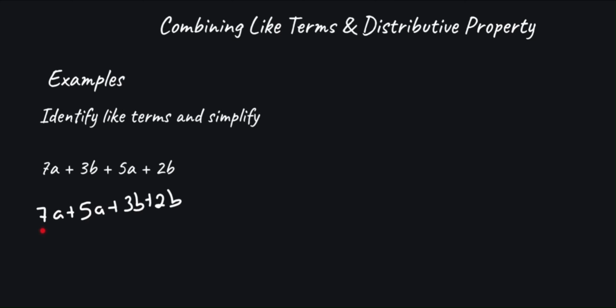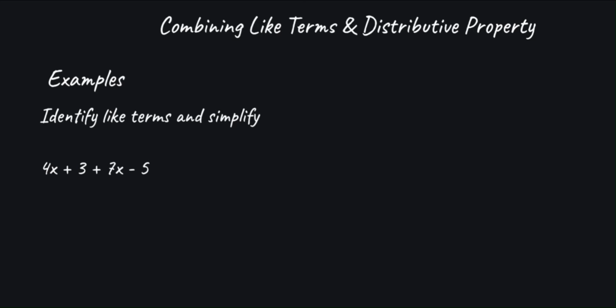The reason I did this is because now we have a and a and b and b, which is a lot easier to work with, right? So we know our like terms are 7a and 5a. The other set of like terms, 3b and 2b. So if we solve this, 7 plus 5, because we're only adding the coefficients of those variables, that gives us 12. So this is 12a plus 3 plus 2 is 5. So that's 5b. And this would be your answer.